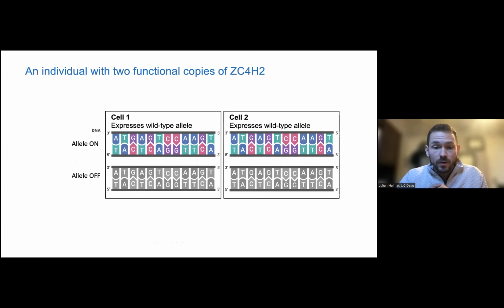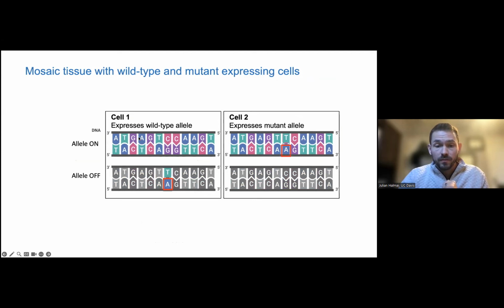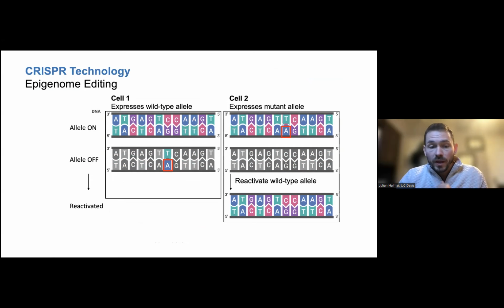Again, what this would look like using our cartoon from the beginning: in an individual that has two healthy copies, either healthy allele is on. In an individual that has a mutation, in 50% of cells the wild-type allele is on, and in 50% of cells the mutant allele is on, which then makes mutant messenger RNA in 50% of the cells. The goal here is to go into those cells that have the wild-type allele off, turning back on this wild-type allele and causing a gene reactivation.